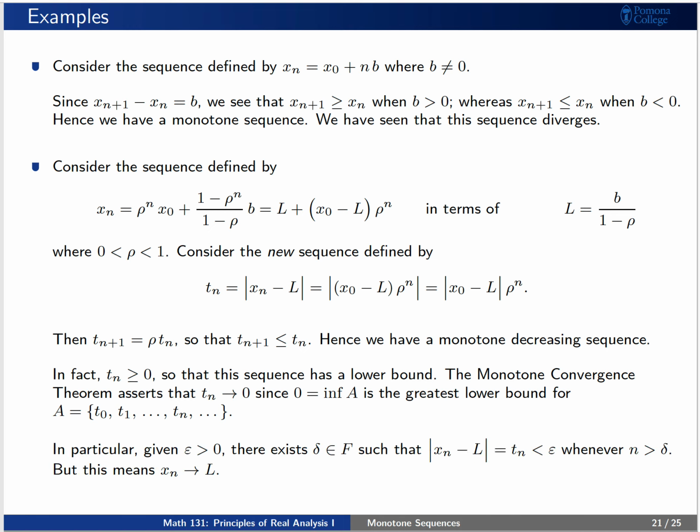In particular, given a positive epsilon, there must exist a delta such that t sub n is less than epsilon whenever n is greater than delta. But now, substituting back in our choice for t sub n, we find that the absolute value of xn minus L must be less than epsilon whenever n is greater than delta. But now, we've just found a brand new proof to show that our xn does tend to L, and now this proof works for any complete ordered field. We no longer need to introduce logarithms to get our proof to work.